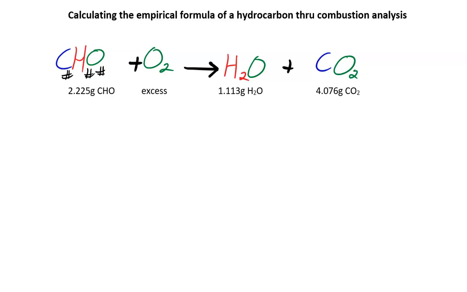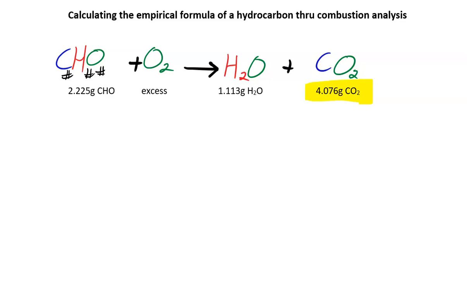They tell you that it's in an excess of oxygen and burns completely to form carbon dioxide and water. The mass of the water obtained is 1.113 grams, and the mass of the carbon dioxide obtained is 4.076 grams. Let's take this one at a time. We're going to get the mass of the carbon dioxide and determine the mass of the carbon.